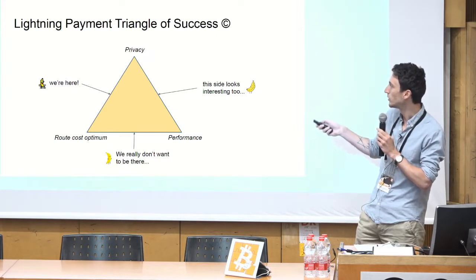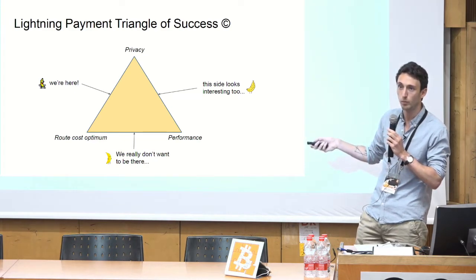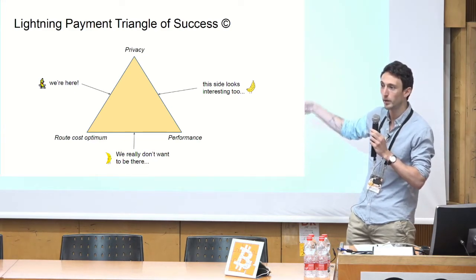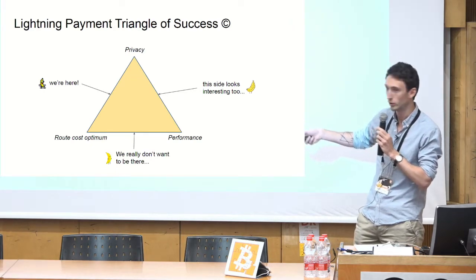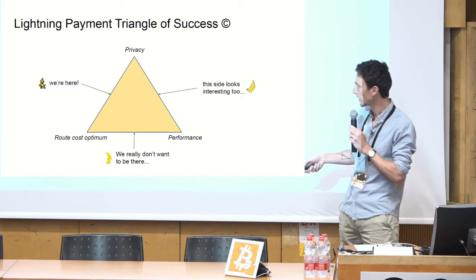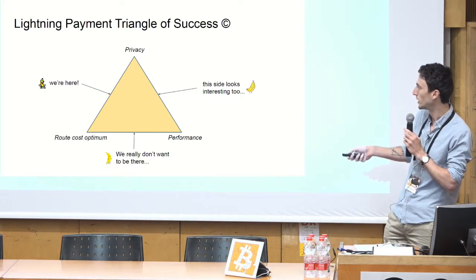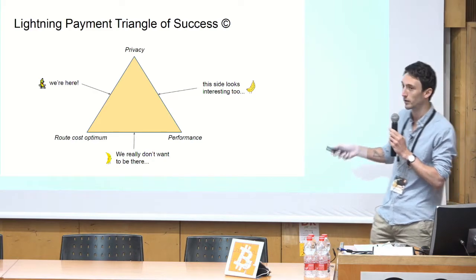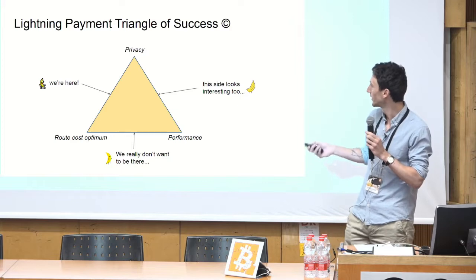We can choose to be anywhere on that edge depending on how we configure our node. If we want more privacy, we can use longer payment routes. And if we want less fees, we can use shorter payment routes. We really don't want to be on that edge ever because that means we would be giving up privacy entirely. And I don't think we want to give up privacy for reasons.